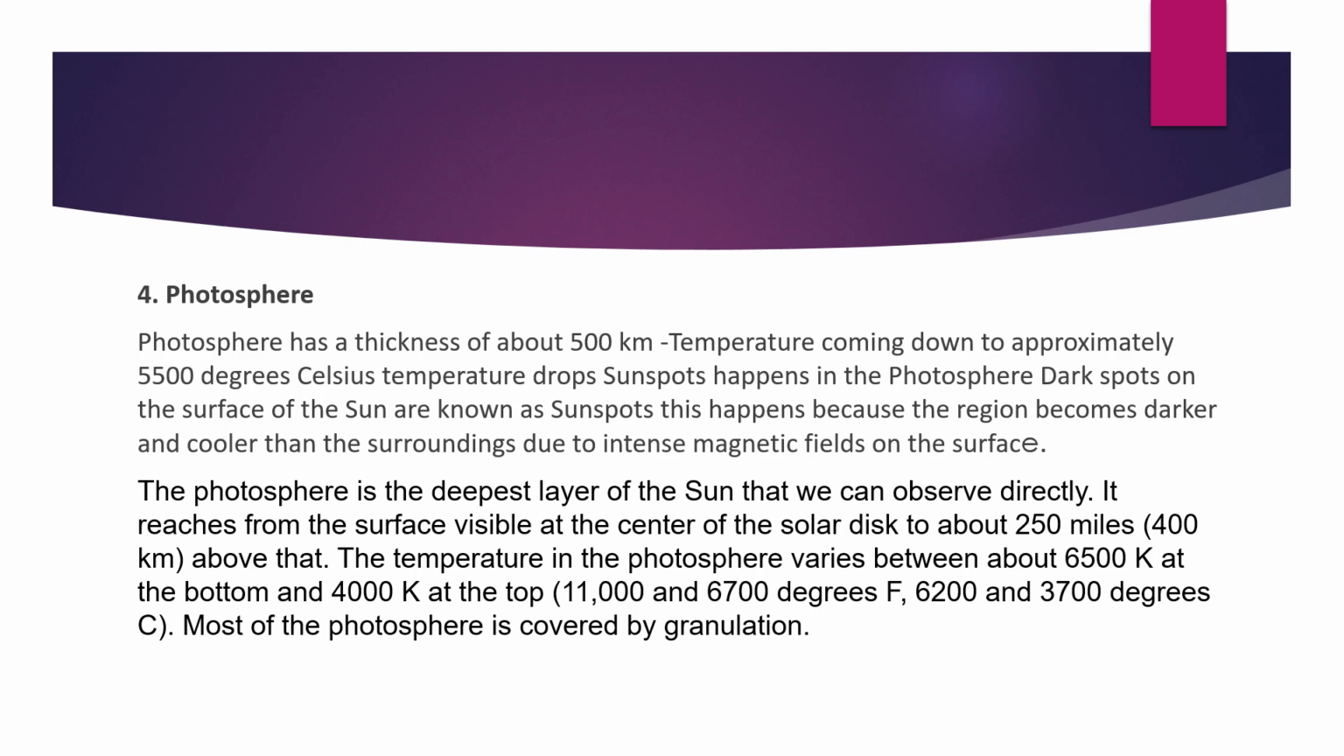It reaches from the surface visible at the center of the solar disk to about 250 miles, approximately 400 kilometers above that. The temperature in the photosphere varies between about 6500 Kelvin at the bottom and 4000 Kelvin at the top, approximately 11,000 and 6700 degrees Fahrenheit, 6200 and 3700 degrees Celsius. Most of the photosphere is covered by granulation.